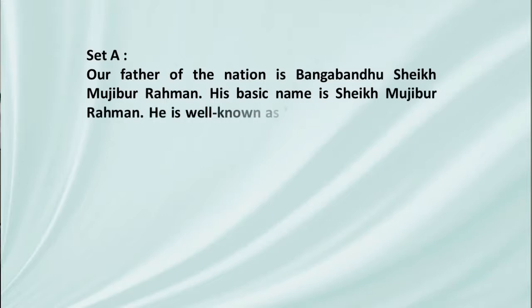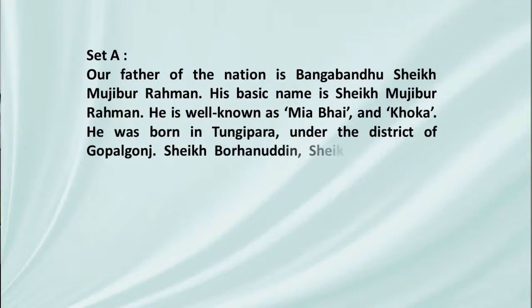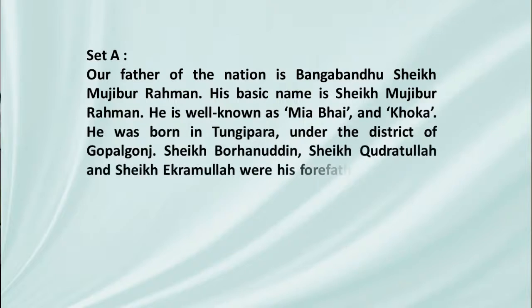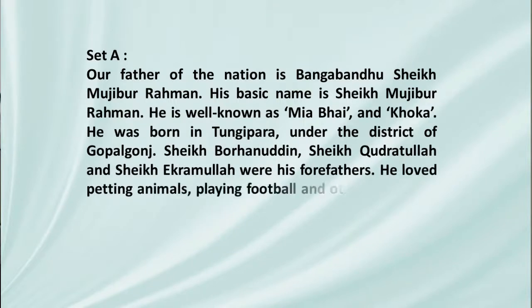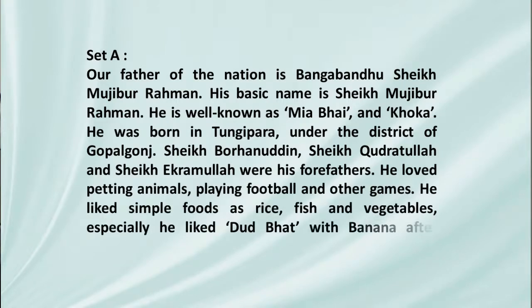Set A you can write as our father of the nation is Bangabandhu Sheikh Mujibur Rahman. His basic name is Sheikh Mujibur Rahman. He is well known as Mia Bhai and Khoka. He was born in Tungipara under the district of Gopalgonj. Sheikh Burhanuddin, Sheikh Kudrutullah and Sheikh Ikramullah were his forefathers.